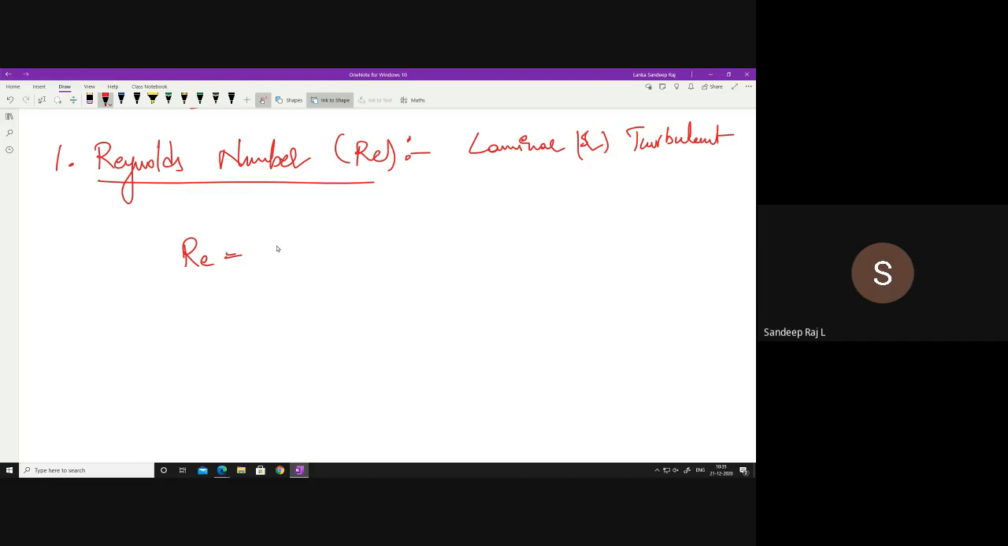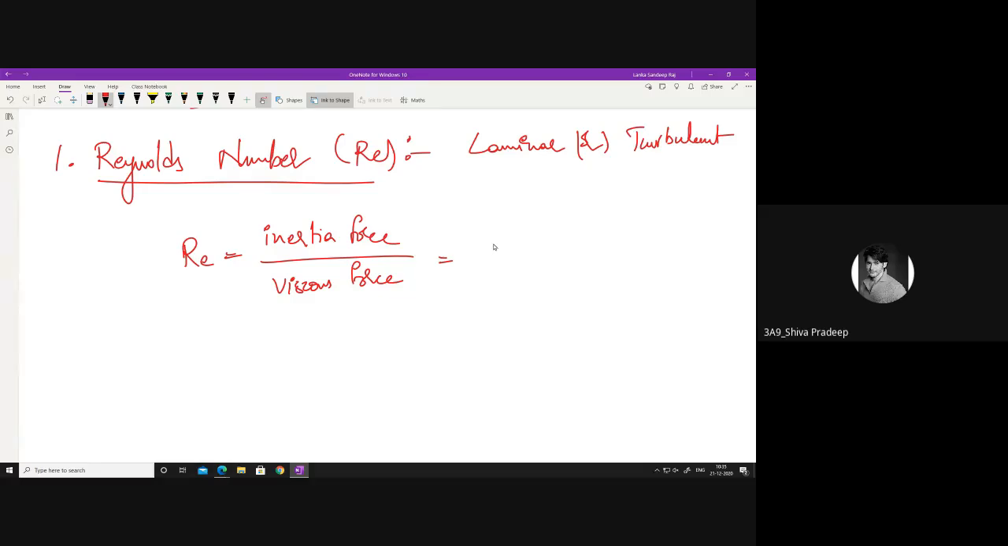Reynolds number means it is basically inertia force by viscous force. Inertia force by viscous force. This is the definition of the Reynolds number. I'll explain this definition. To understand this, let us look at the formula. Somebody tell me what is the formula for Reynolds number? Express it in basic terms.